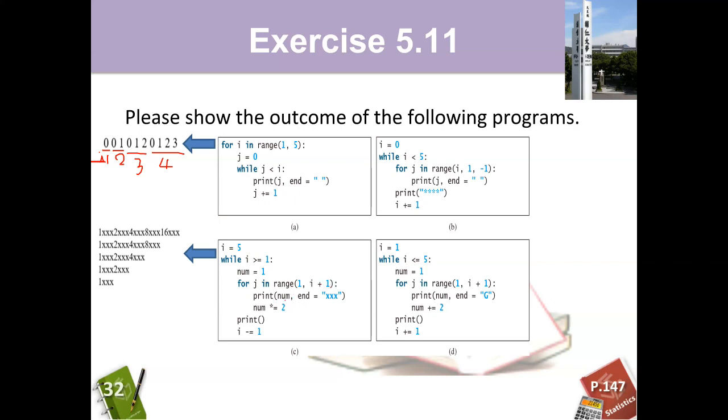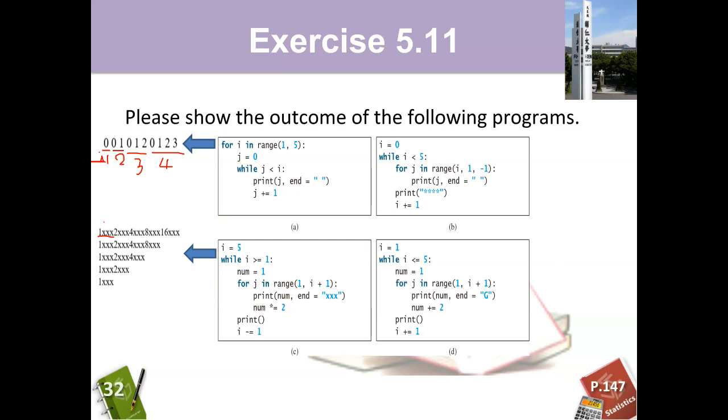So it will print the number. Number here is 1, so this is the 1 here, and we end with triple x here. And then the number will multiply by 2: the new number will equal the old number multiplied by 2, right? Now it goes back to here because it's still in this inner loop. So now the number multiplied by 2 is 2. Then j will equal 2.